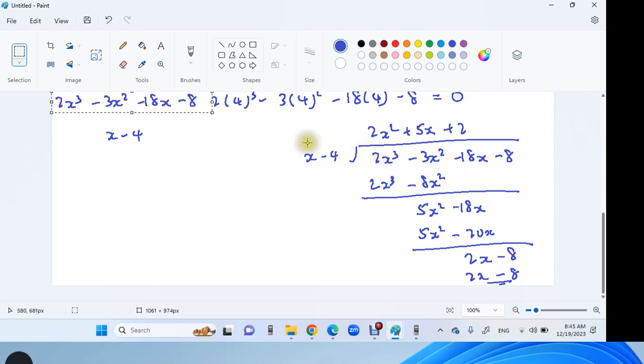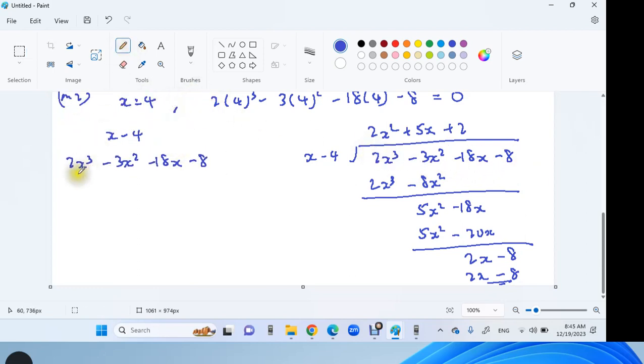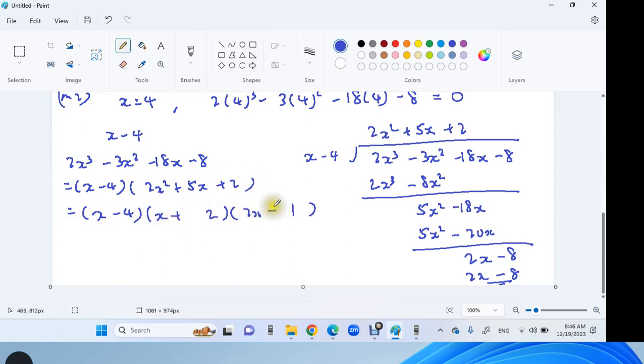So this equation will become x minus 4 and then 2x squared plus 5x plus 2. Then we have the x minus 4. We do the factorization for the quadratic equation: x, 2x, 2, 1, plus. So this is the answer.